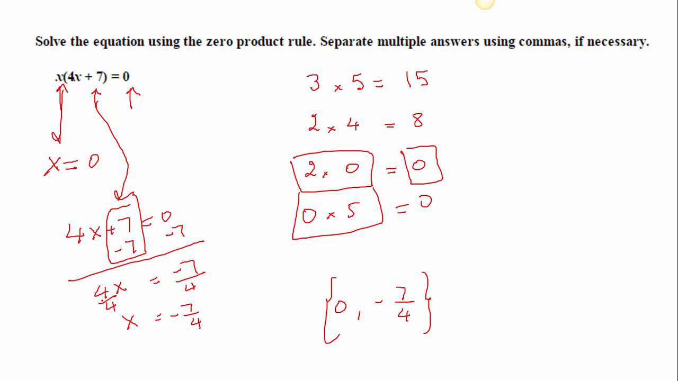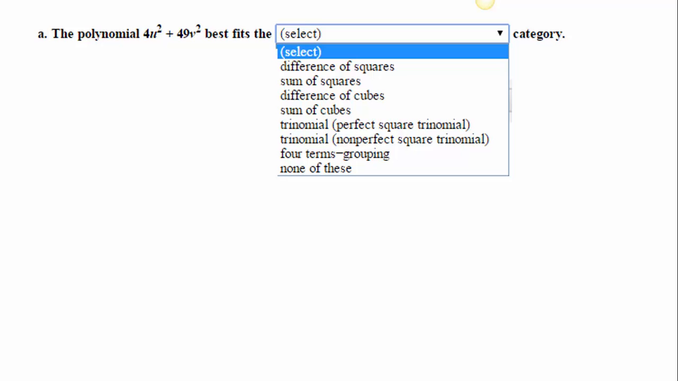So basically, anytime you have two factors multiplied, or 3 or 4 factors multiplied by each other giving you a 0, then you have to try each factor at a time, equate to 0 and solve for x. The first one was just x equal to 0. We couldn't do anything else because it's already isolated. X is already isolated. So x equals 0. On the second one, we had to subtract 7 from both sides and then divide by 4 to isolate x. All right, let's go to the next one.